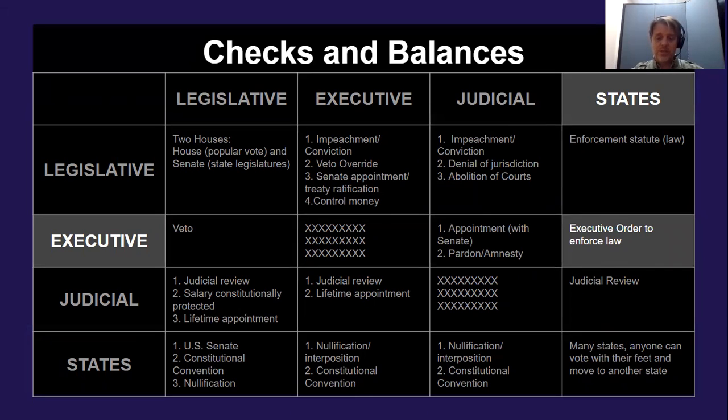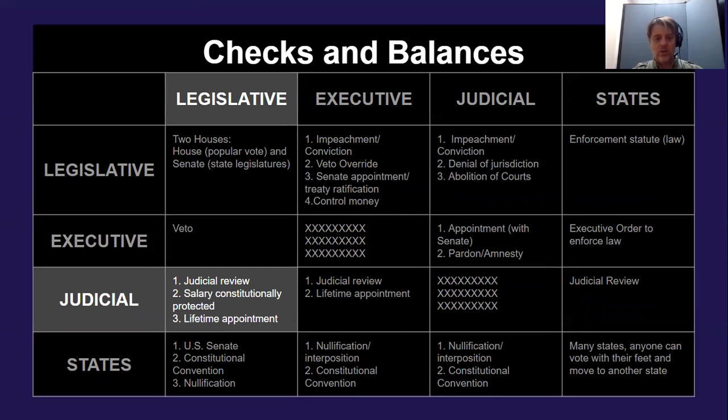And the president can issue executive orders telling how regulations are going to impact states. Judicial review. The judges, judicial branch, Supreme Court, they have this thing called judicial review, where they can review laws, review regulations to see if they're legal. And if they're not legal, they can kick them back and nullify them. Their salary is constitutionally protected, so Congress can't give them a pay cut. And they're a lifetime appointment, so they can't be voted out or replaced.